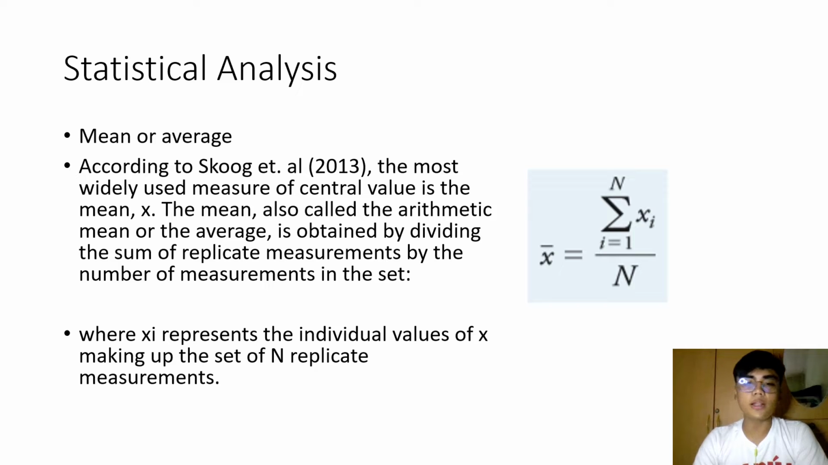According to Skoog et al., 2013, the most widely used measure of central value is the mean. The mean is also called the arithmetic mean or the average. It is obtained by dividing the sum of replicate measurements by the number of measurements in the set, where xi represents individual values of x making up the set of n replicate measurements.